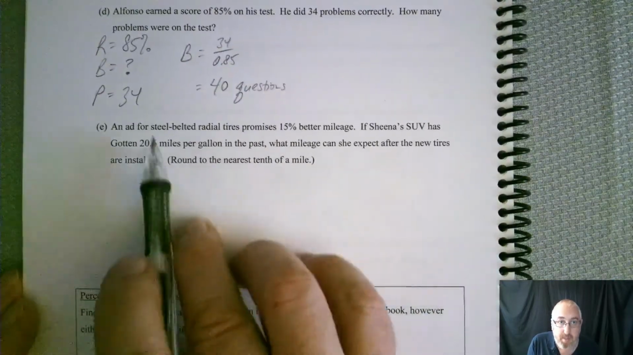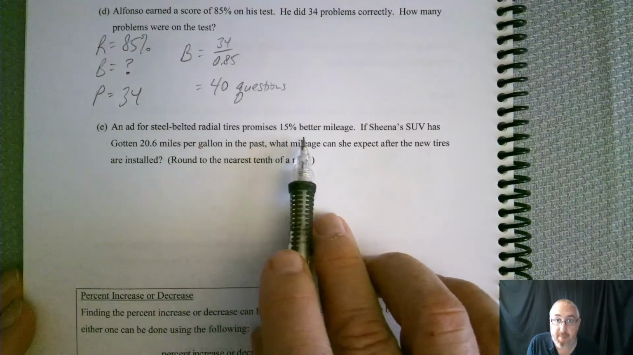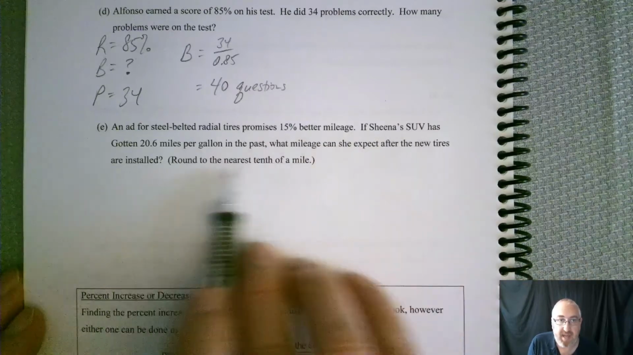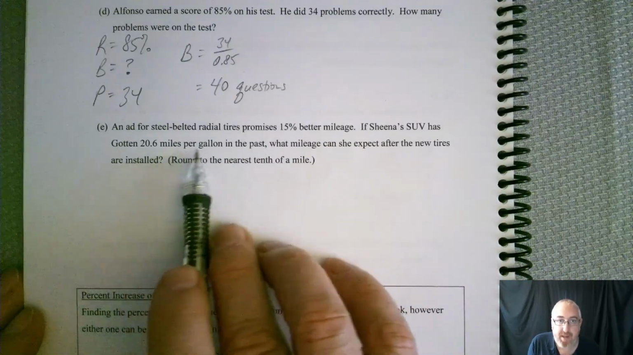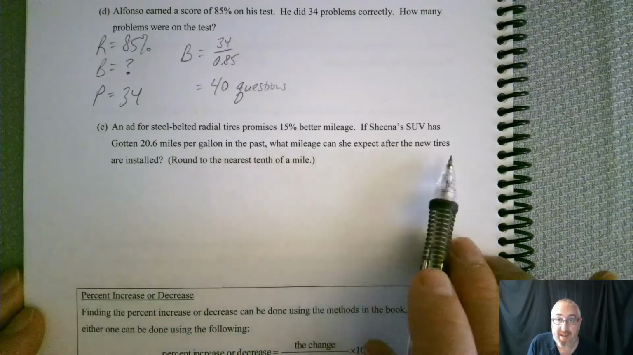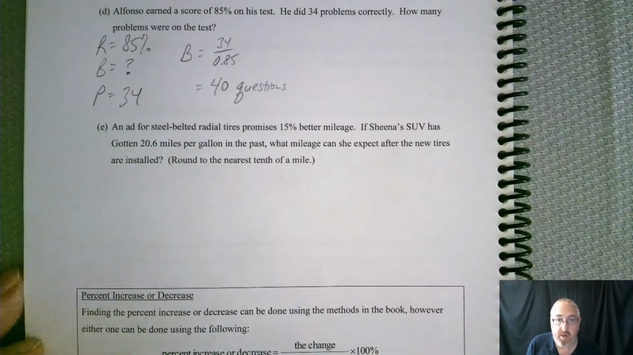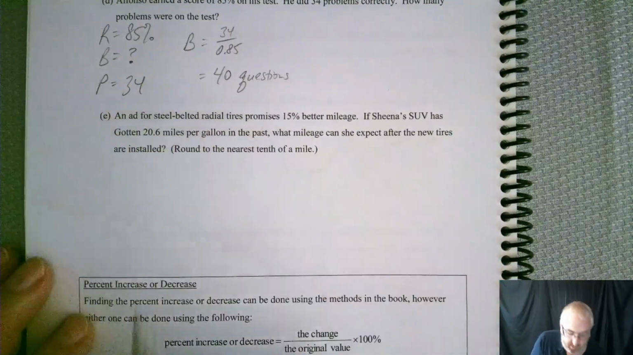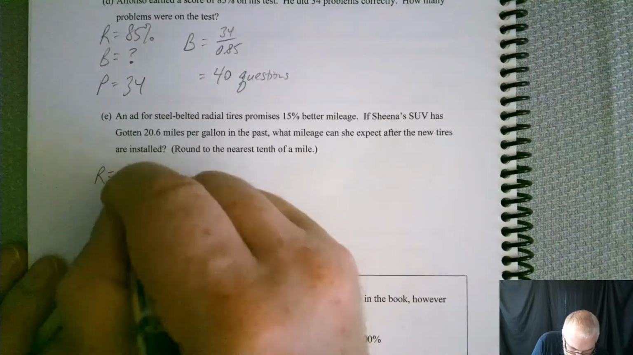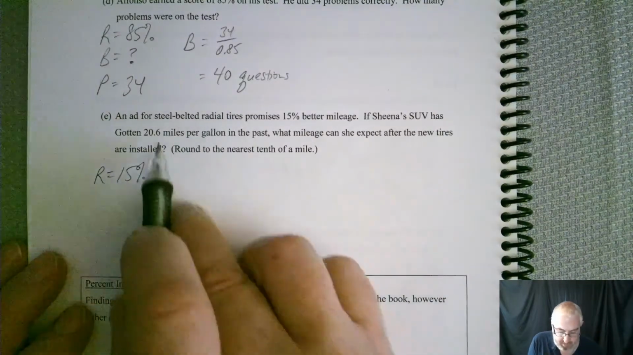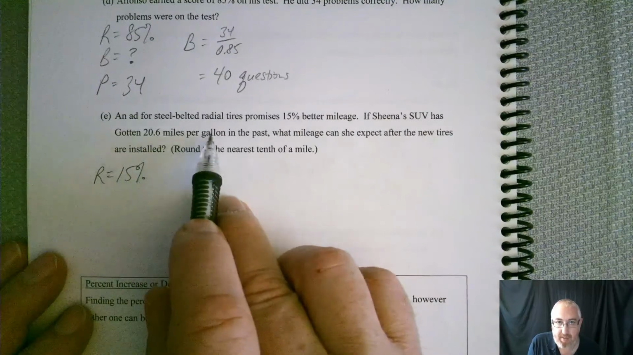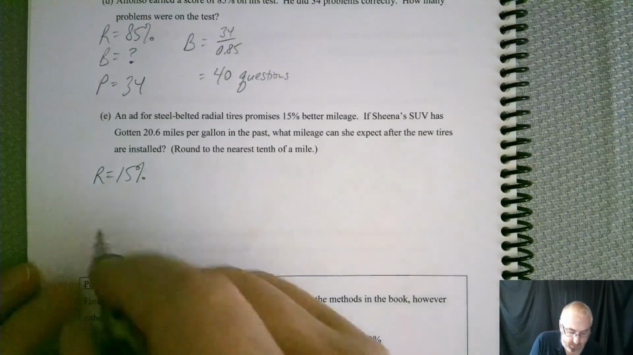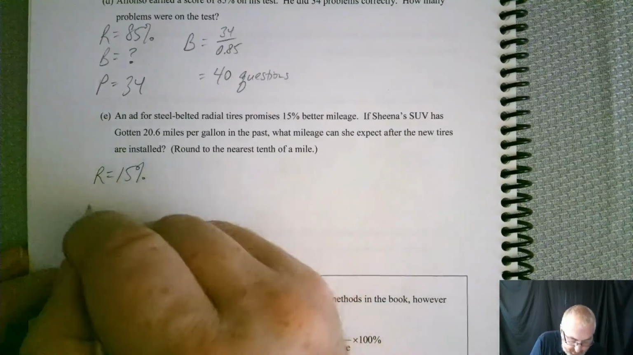An ad for steel belted radial tires promises 15% better mileage. All right, I like it. If Sheena's SUV has gotten 20.6 miles per gallon in the past, what mileage can she expect after the tires are installed, rounded to the nearest tenth of a mile? Well, we got a percentage, so that's going to have to be our R. We got this 20.6 miles per gallon in the past. Now this one's a little tricky because there's a couple layers to it. So let's take a look at it both ways and then we'll see which way makes sense.